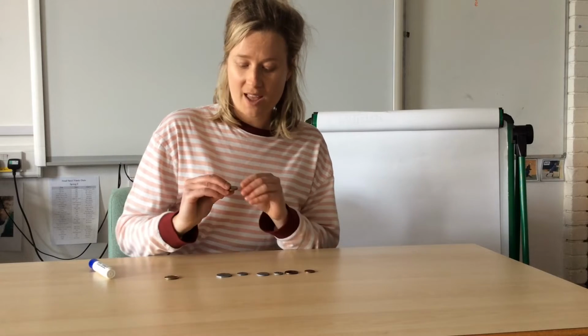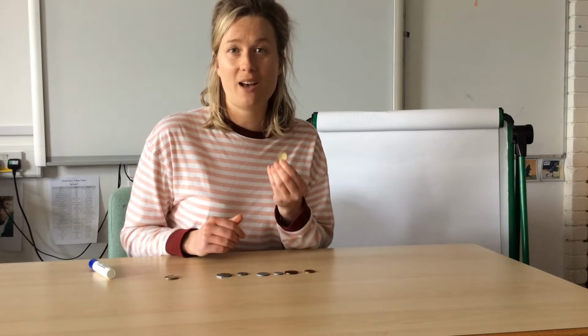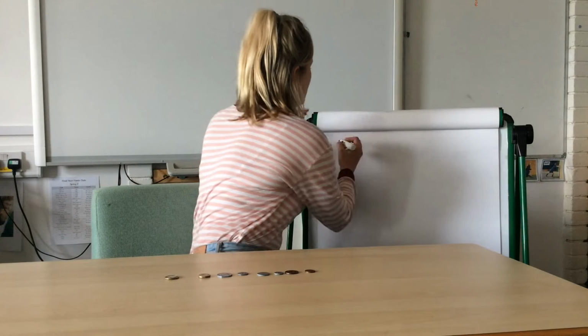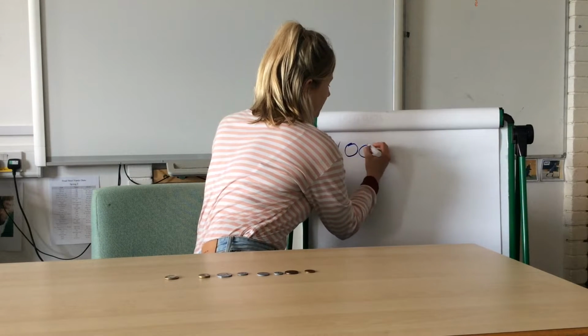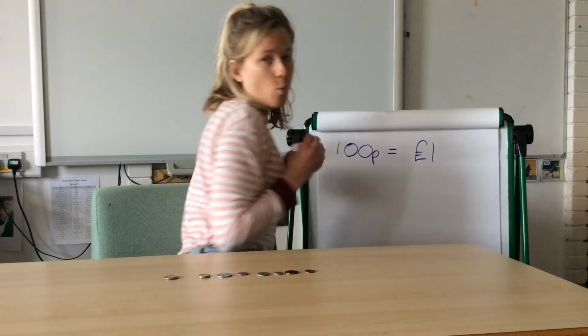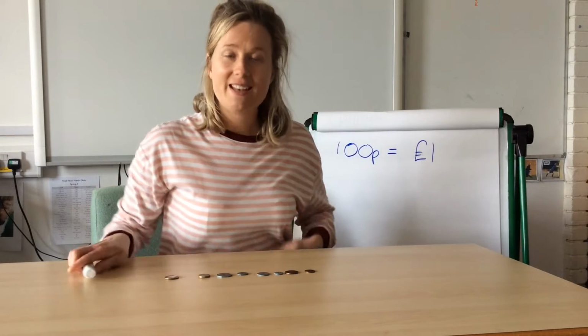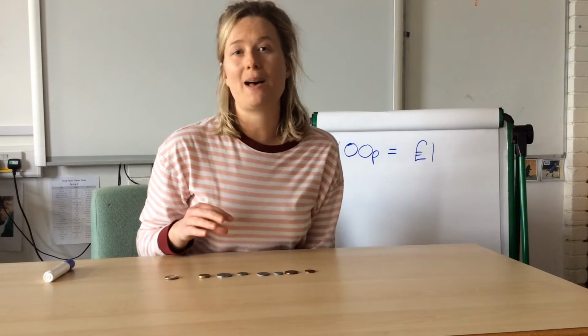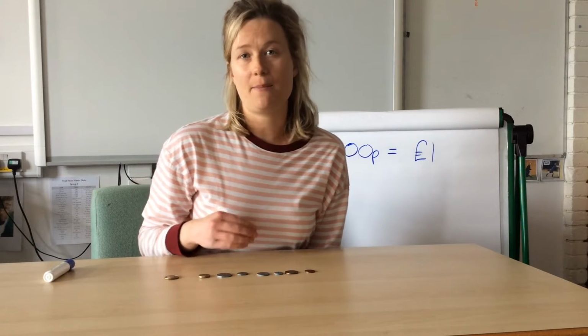Now I would like to just recap, shout the answer out. How many pennies are there in £1? Yes, there are 100 pennies in £1. So 100p equals £1. Now we know that, I'm going to give you some amounts and I'd like you to write down the amounts that I give you.